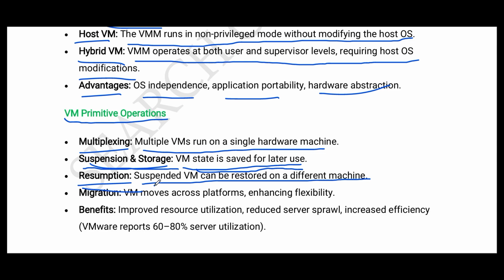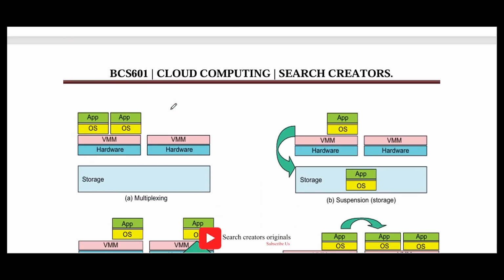Resumption: suspended VMs can be restored on a different machine. Migration: a virtual machine moves across platforms, enhancing flexibility. What are the benefits of VM primitive operations? Next we look at some diagrams.